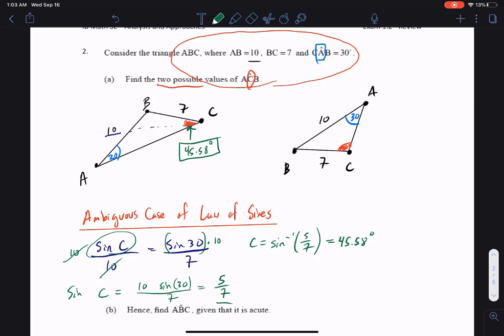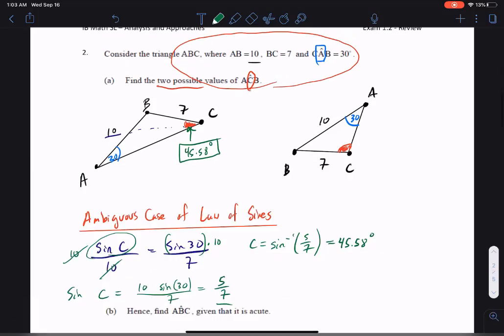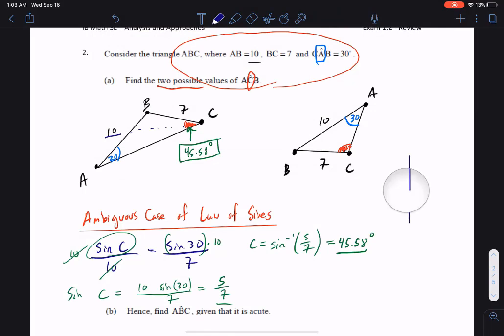The other answer will be for this other triangle. But how do you find it? No matter what I do, if I keep typing in the law of sines into this calculator, it's always going to give me this angle. There's no way the calculator is going to tell me the other one by using the law of sines. So how do I figure it out? Well, this is where what they're testing is your understanding of sines. Sines have two angles that give you the same sine ratio. So think about this.